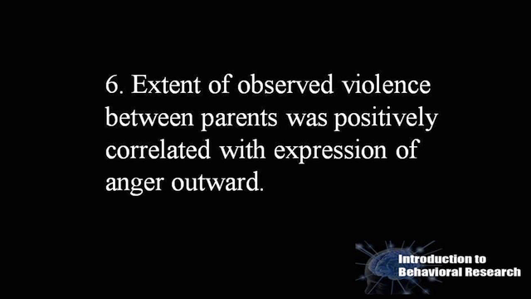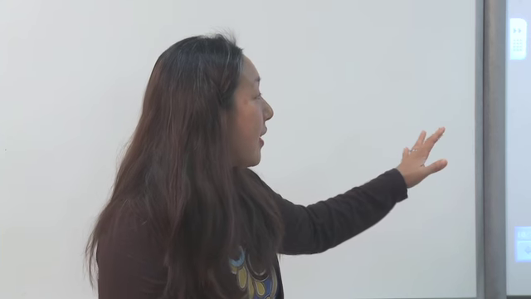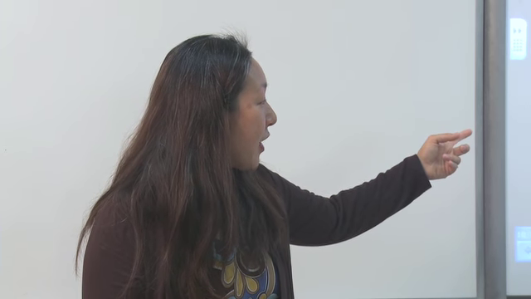Okay, very good. Number 6, extent of observed violence between parents was positively correlated with expression of anger outward. This one, you usually see it in the results section or this discussion section of your research paper or someone's research paper. Correlation part is definitely fact. Okay?